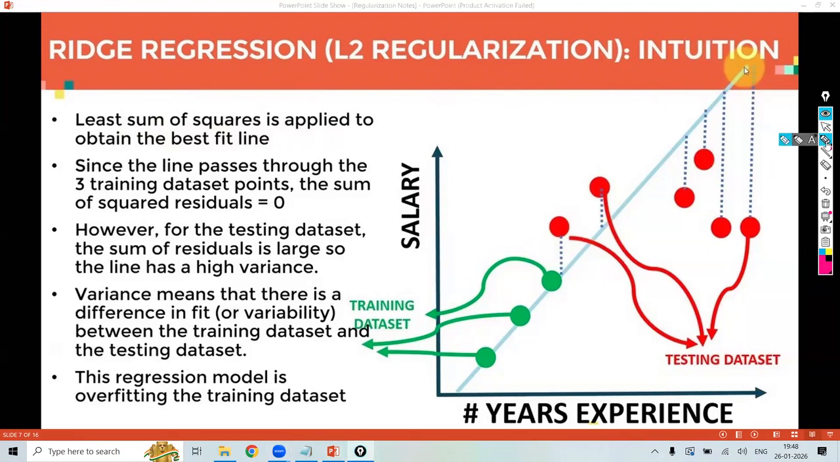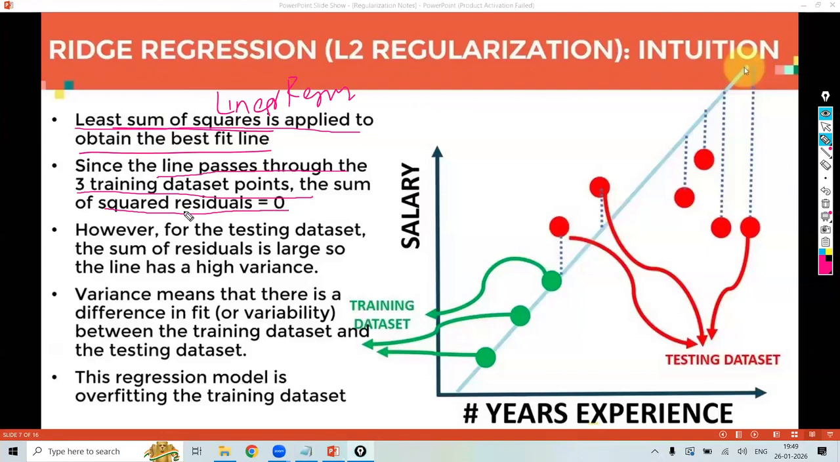For example, if the point is here and the line is passing here, this gap is the error. The line is nothing but the predicted value. The point means the actual value. The difference between them is the error. When the line of predicted values passes over the actual data points, the error is 0. So when the least sum of squares is applied, which is nothing but linear regression, on the best fit line, since the line is passing through the 3 data points, the sum of the errors is 0.